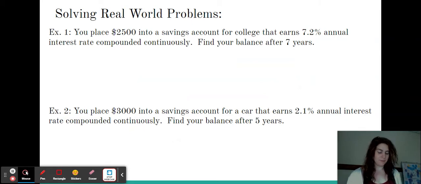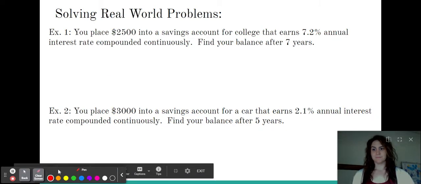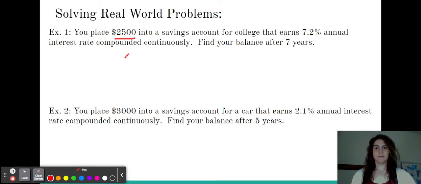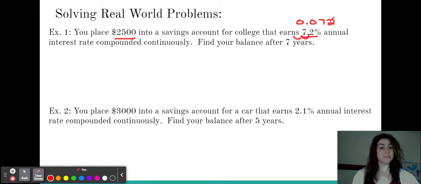So, for example, I have $2,500 in my savings account for college, at 7.2%. So I'm going to change that, right? You move it two places, 0.072 is going to be my rate as a decimal. And we have 7 years.